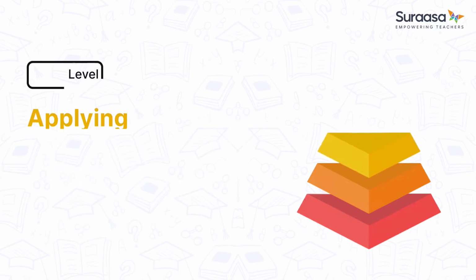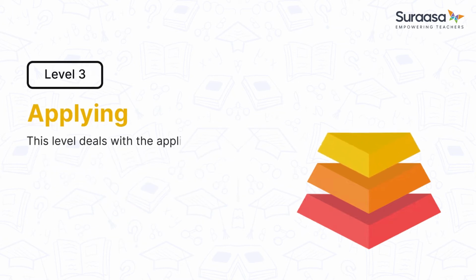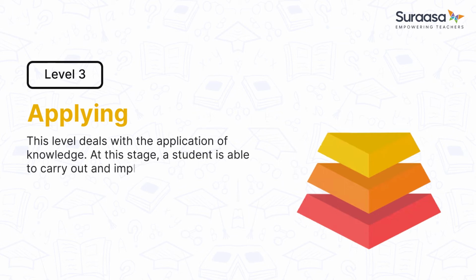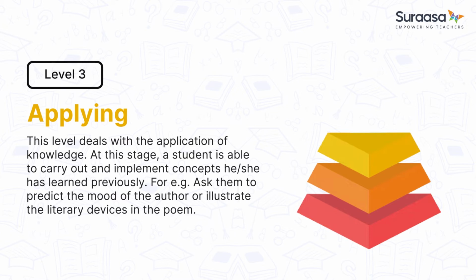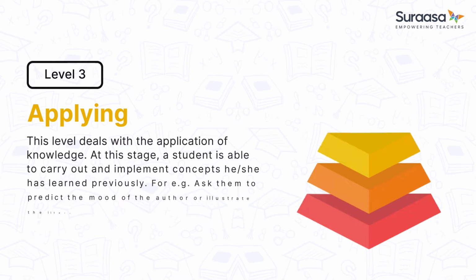Level 3, applying. This level deals with the application of knowledge. At this stage, a student is able to carry out and implement concepts he or she has learnt previously. For example, ask them to predict the mood of the author or illustrate the literary devices in the poem.